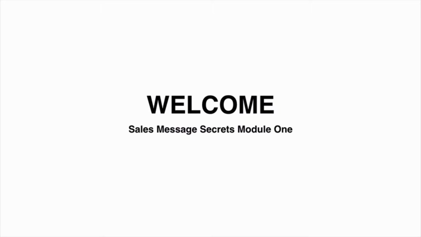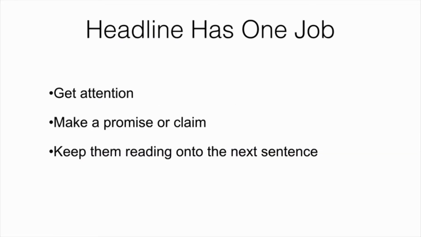Okay, so first of all, welcome to the Sales Message Secrets Module 1, and how to get and keep attention with headlines. Everything that we're doing here in the first module is predicated on the idea that the headline has one job, and that's not to make the sale. The headline's job is to do 3 things: get attention from your audience, make a promise or give a warning, and then keep them reading onto the next sentence.